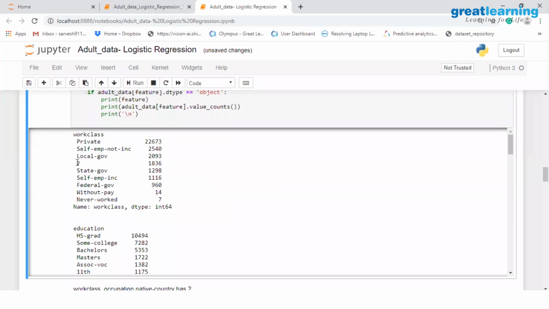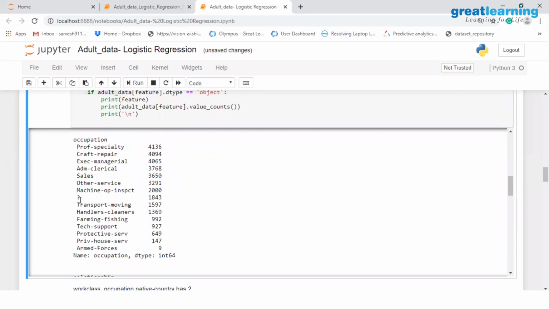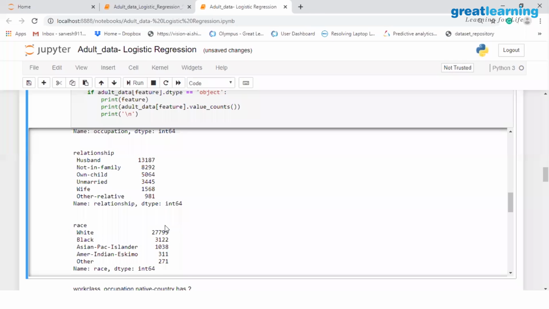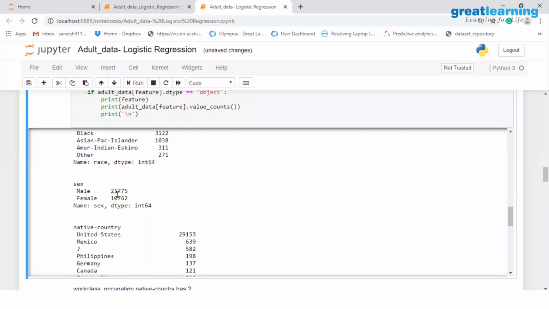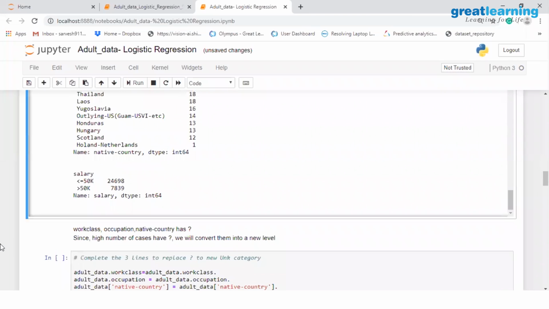In work class, there is an unknown value here, 1836. Again, in occupation also, something unknown, 1843. These are all unknown values. We have to treat these values. What is the number of male, the number of female? For all the categorical variables, we have the count.